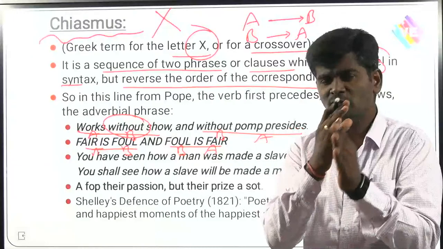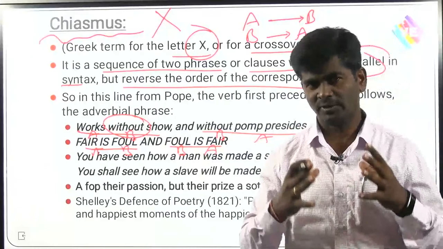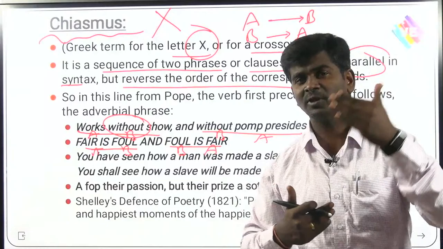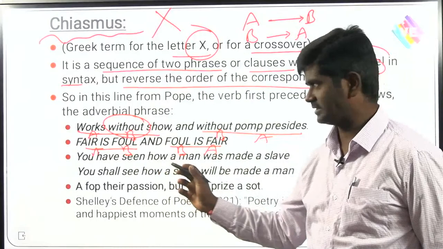For example, in the poem The Rime of the Ancient Mariner, there are two important lines: water everywhere, one line, and not a drop to drink. When you read the second one, not a drop to drink, it is exactly opposite to what is said at the beginning. You have seen the popular examples given in the history of UGC-NET.